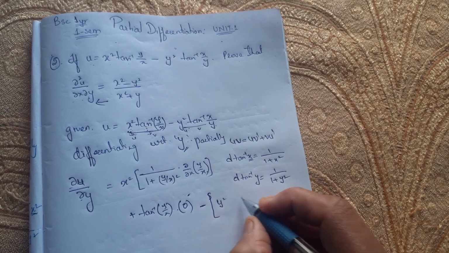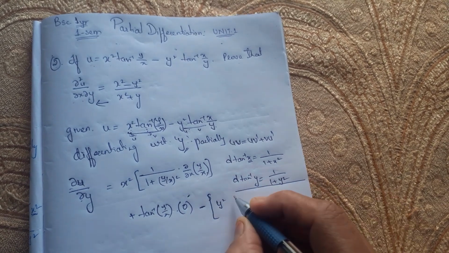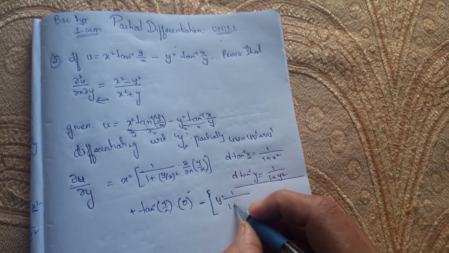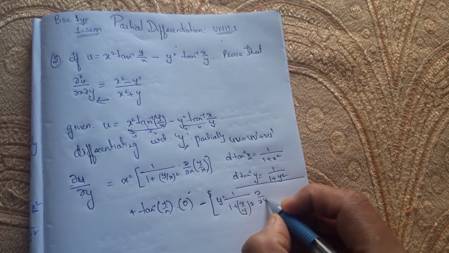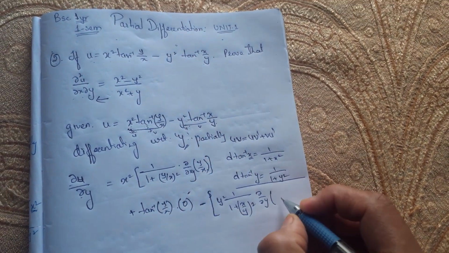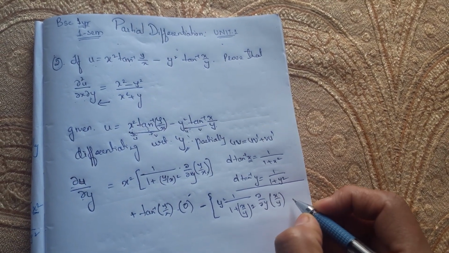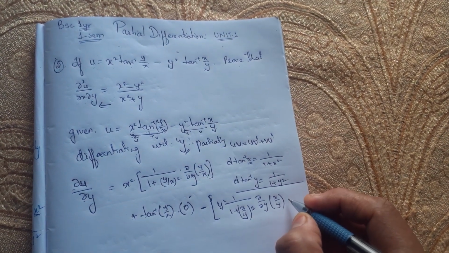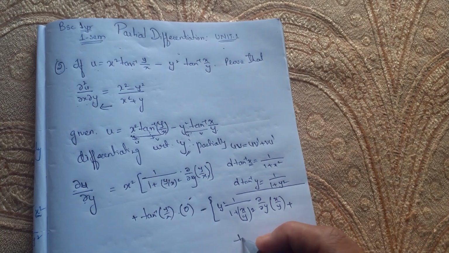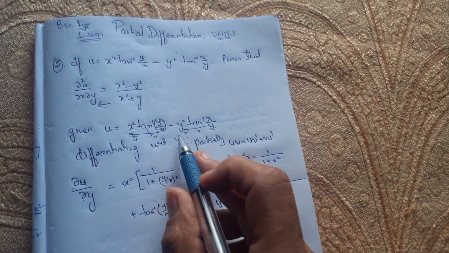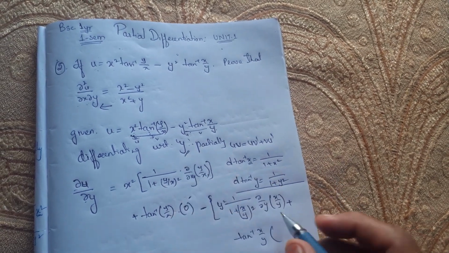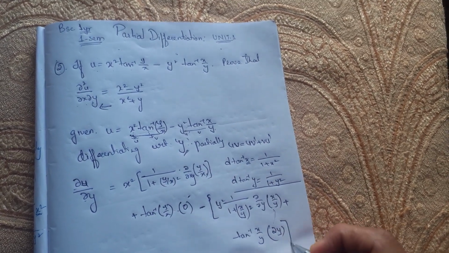y square as it is, again differentiation of 1 by 1 plus x by y whole square, dou by dou y of x by y. Then plus tan inverse x by y, differentiation of y square, because we are differentiating with respect to y, gives you 2y.